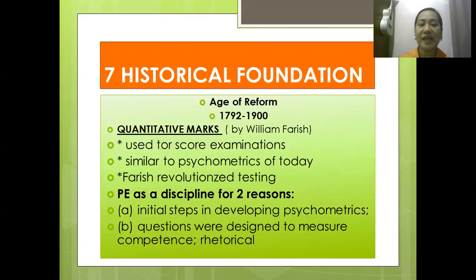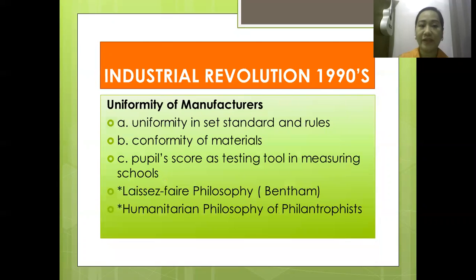So at that point in time, experts said that Parrish tried to revolutionize the way of testing in institutions or organizations. So there were 2 reasons for the program evaluation discipline. First, initial steps in developing psychometrics. And second, questions were designed to measure competence, just like rhetorical.